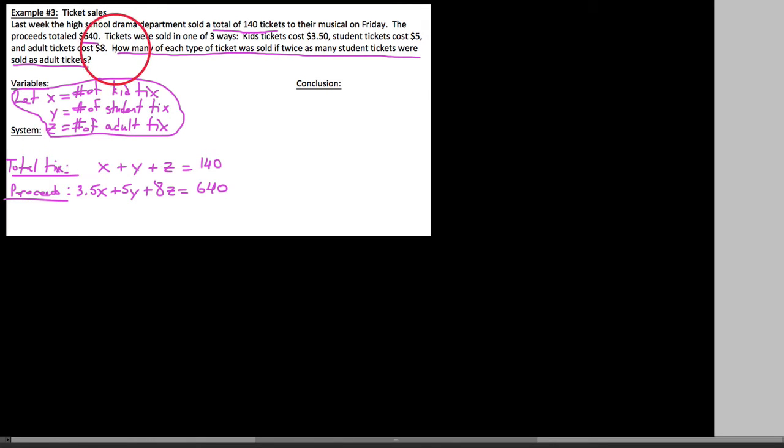Now, do I have another equation? This last equation kind of sneaks up on us, but sometimes a problem puts a relationship at the end or somewhere else that doesn't just come out and say you set it up as totals or proceeds. You have to read it critically.